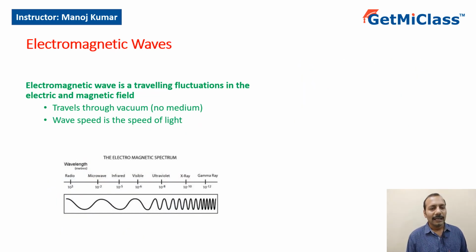Electromagnetic waves, or non-mechanical waves, are waves which are a traveling fluctuation in the electric and magnetic field. Now it does not require a medium, that's why we call it a non-mechanical wave, and its speed is equal to the speed of light in that particular medium. Now the various parts of the spectrum are gamma rays, X-rays, ultraviolet, visible, infrared, microwave and radio waves. Those are the various parts of the spectrum. So any of these parts is a part of electromagnetic radiation.